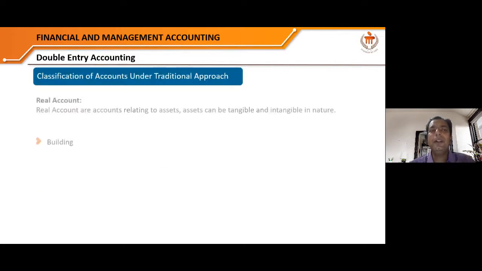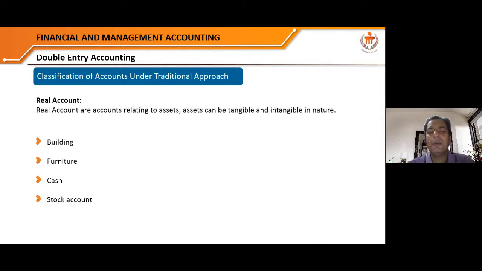Next, we go further, and when we talk about real accounts, real accounts are all those accounts which are related to assets. We have discussed tangible and intangible assets. Tangible assets are those which can be touched and seen and have a physical existence. So your building, your furniture, your cash, they all are called tangible assets. And when we talk about intangible assets, you have your goodwill, copyrights, trademarks, patents, they fall into that category. So all those assets, whether tangible or intangible, fall into the category of real accounts.